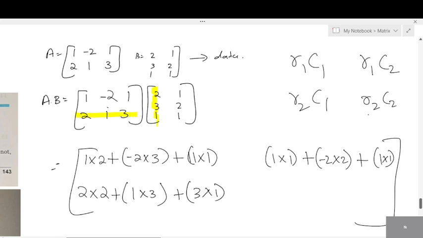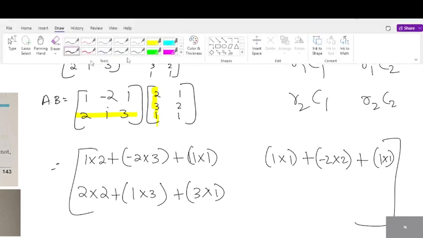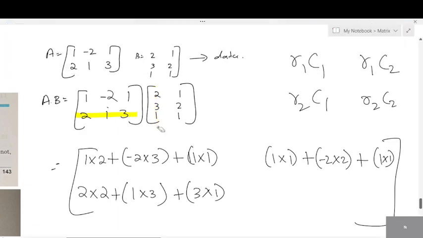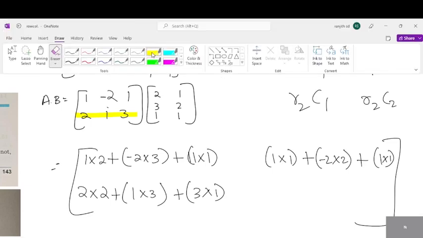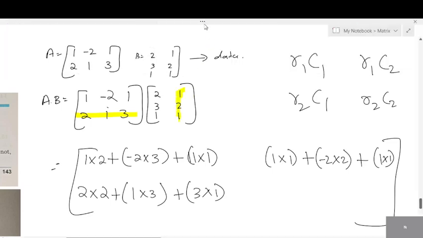Use the same second row, second column. See, you have to be quick, students. There are around 40 questions. It's simple but very lengthy. If you're doing it slow, we won't have time to complete. Tell me the next one. Be quick. 2 into 1 plus 1 into.